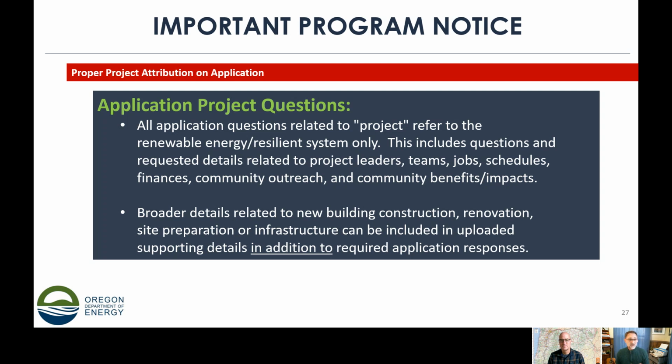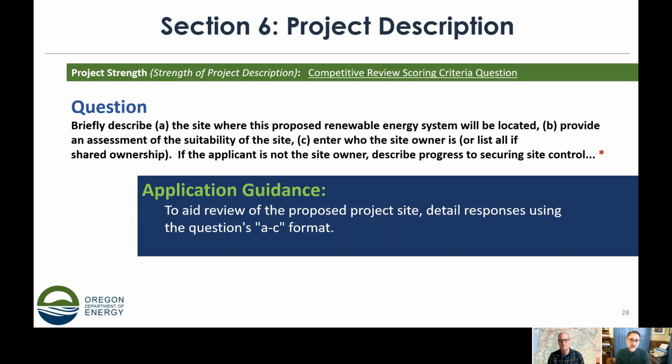This also includes any of those questions throughout the application that are requesting details related to project leaders, teams, schedules, finances, your outreach, even the community benefit impacts. These are about this specific project for the construction installation of your community renewable energy system. And the broader details of those, you can include some of that information, but that's usually going to come in some of your supporting documentation as you're answering these questions about that particular system. And with that, we'll go ahead and jump right in.